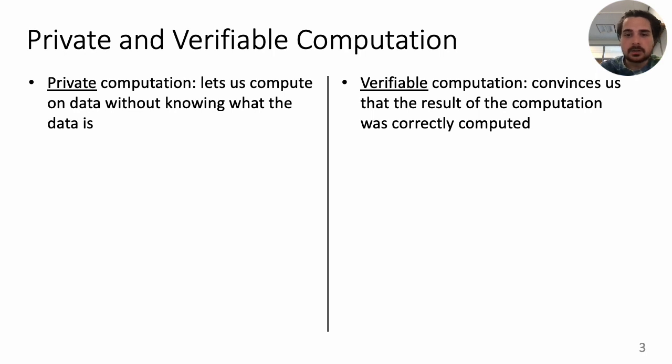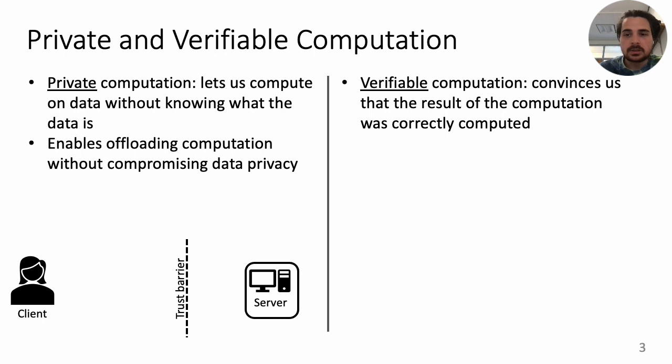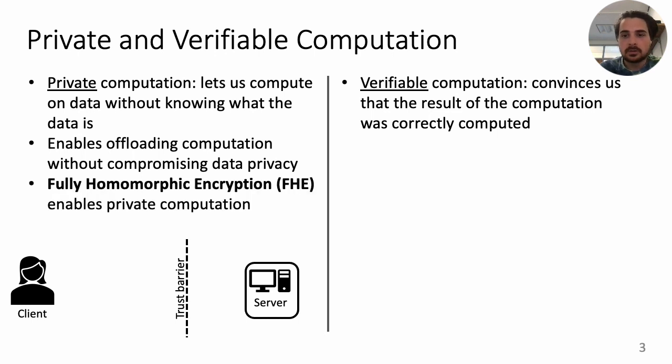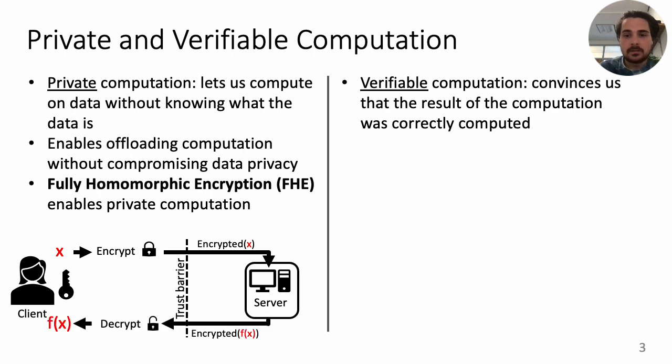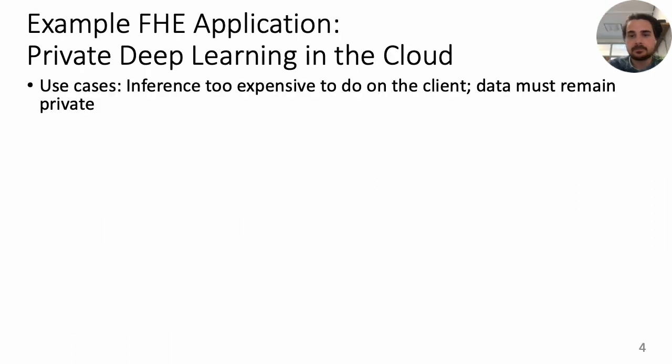Let's focus on private computation first. Private computation enables a client to offload some compute onto a server without the client compromising the privacy of their data. Fully homomorphic encryption, or FHE, is a cryptographic tool that enables private computation on arbitrarily large programs without involving the client. Specifically, the client can encrypt their data, send it to the server, which computes on this encrypted data using FHE, and returns the encrypted result. Finally, the client decrypts the result. Because the data never leaves the client unencrypted, the client need not trust the server with their data.